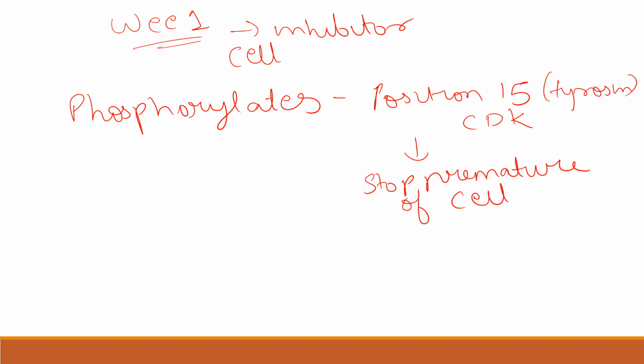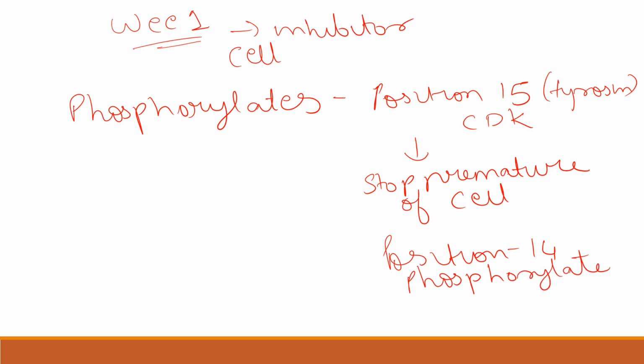So this is majorly in case of yeast. Now in human there is another position, position 14, where it phosphorylates. So in human there are two positions, 14 and 15, where this phosphorylates and inactivates this CDK, so that the cell does not divide.